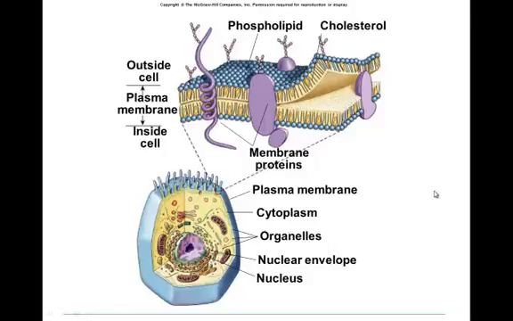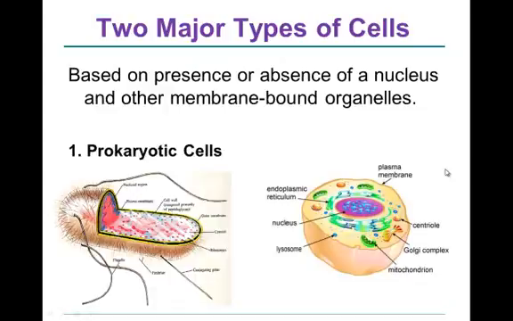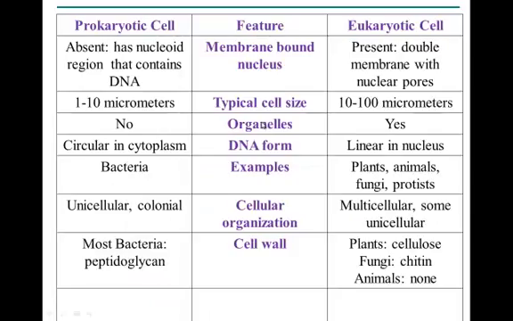So I've already given you this information to some extent, but there are two major types of cells: prokaryotic cells and eukaryotic cells. And the dichotomy or the difference between these two is basically based on the presence or absence of a nucleus and other organelles. And as you can see from this table, this is a format of table that I like very much.